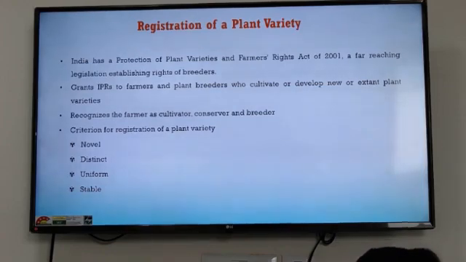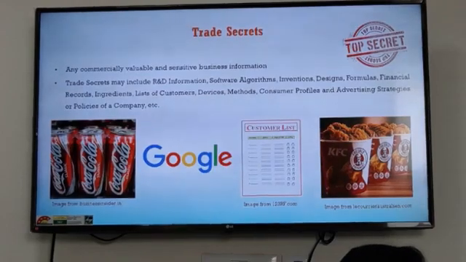In other words, every cycle that it is grown, you should get the same result. The strains, except for the biological variations that happen, should more or less be uniform and stable. Only then you can get registration as a plant variety.